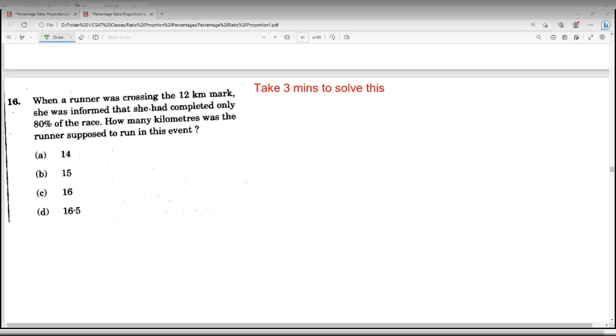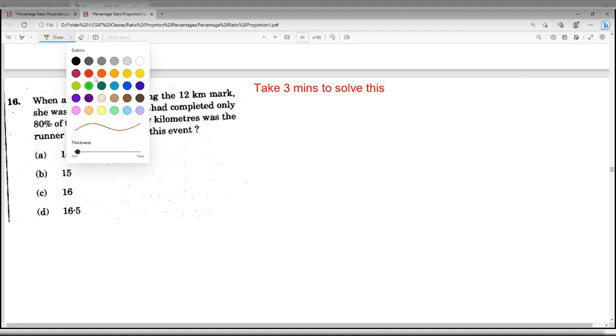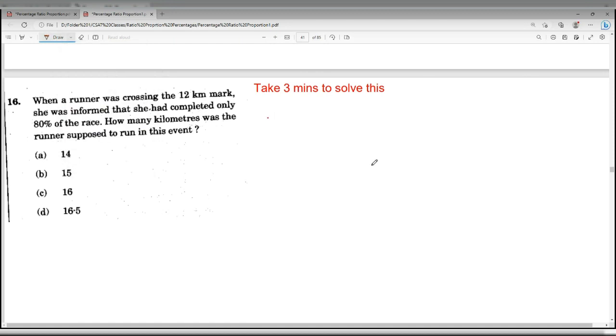Option D, 13% about option C. So we'll see how to go about this question. What they're saying is when a runner was crossing the 12-kilometer mark, she was informed that she had completed only 80% of the race. So the total race, they don't know. Let the total length of the race be D kilometers.